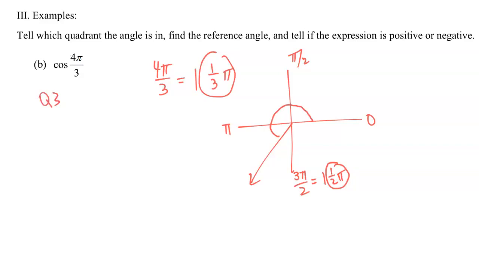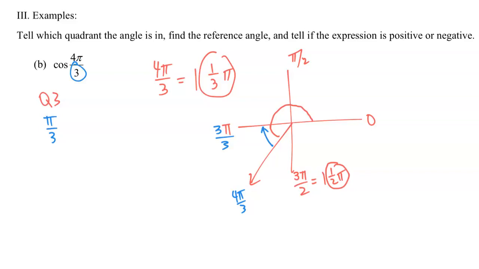Okay, the next thing we want to know is, what is the reference angle? Well, the reference angle is the shortest way back to the x-axis, and so if this is 4 pi over 3, you can think of this as being 3 pi over 3, and so the difference there is 1 pi over 3. But again, radians are so easy because all you have to do to find the reference angle is just look at the denominator.